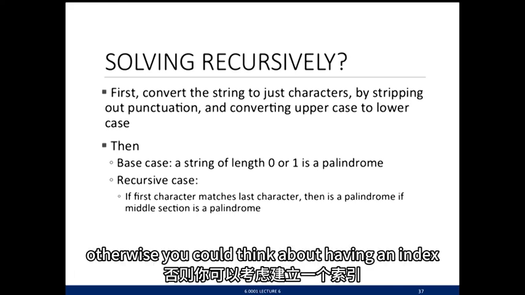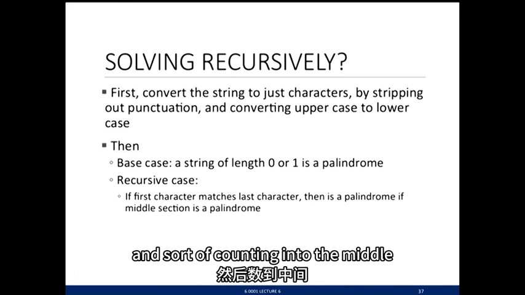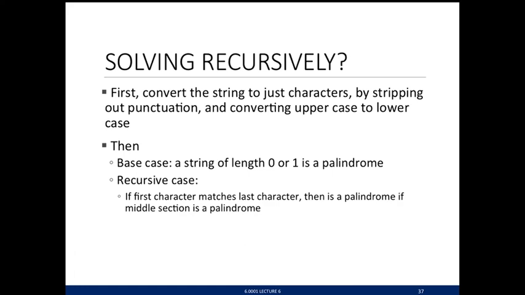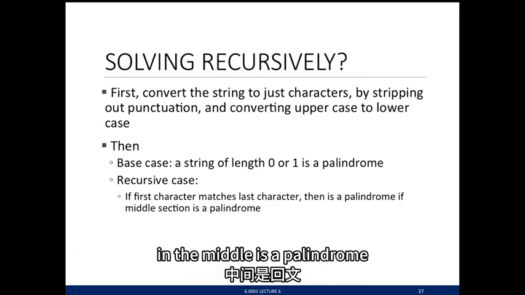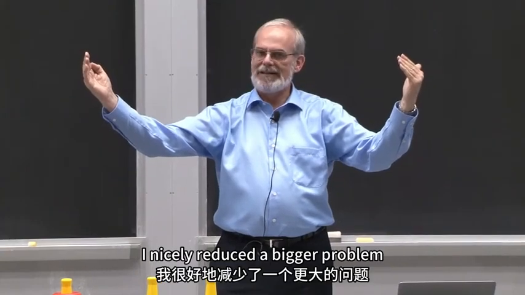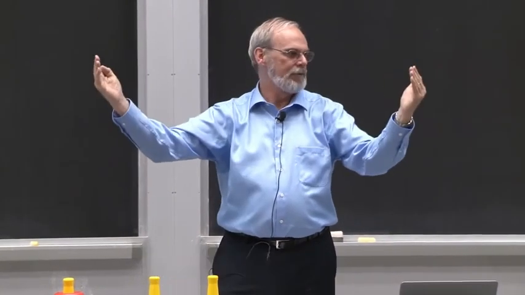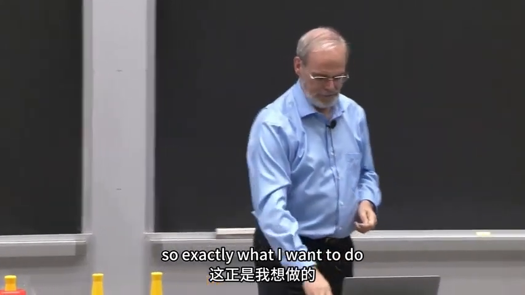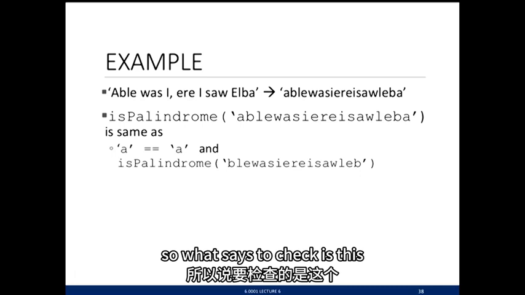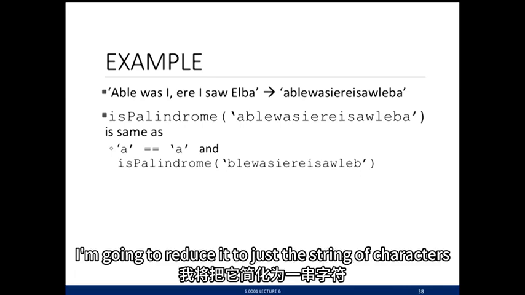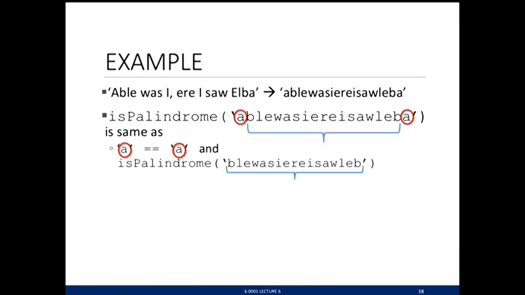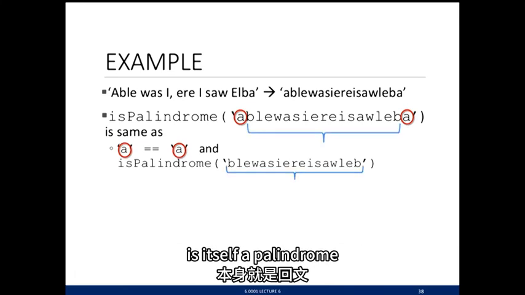Otherwise, you could think about having an index at each end of this thing and sort of counting into the middle. But it's much easier to say, take the 2 at the end. If they're the same, then check to see if what's left in the middle is a palindrome. And if those 2 properties are true, I'm done. And notice what I just did. I nicely reduced a bigger problem to a slightly smaller problem. It's exactly what I want to do. Okay? So it says to check, is this? I'm going to reduce it to just the string of characters, and then I'm going to check if that's a palindrome by pulling those 2 off and checking to see they're the same, and then checking to see if the middle is itself a palindrome.